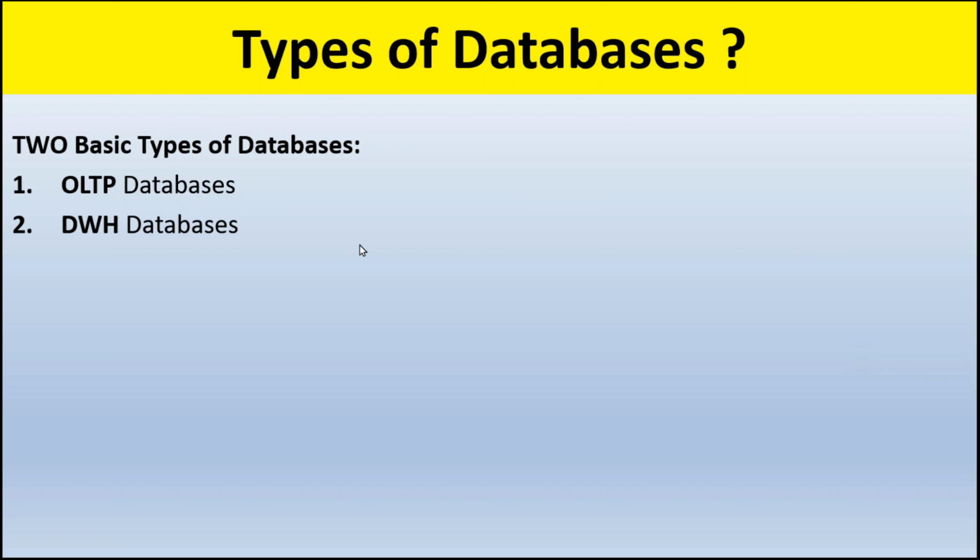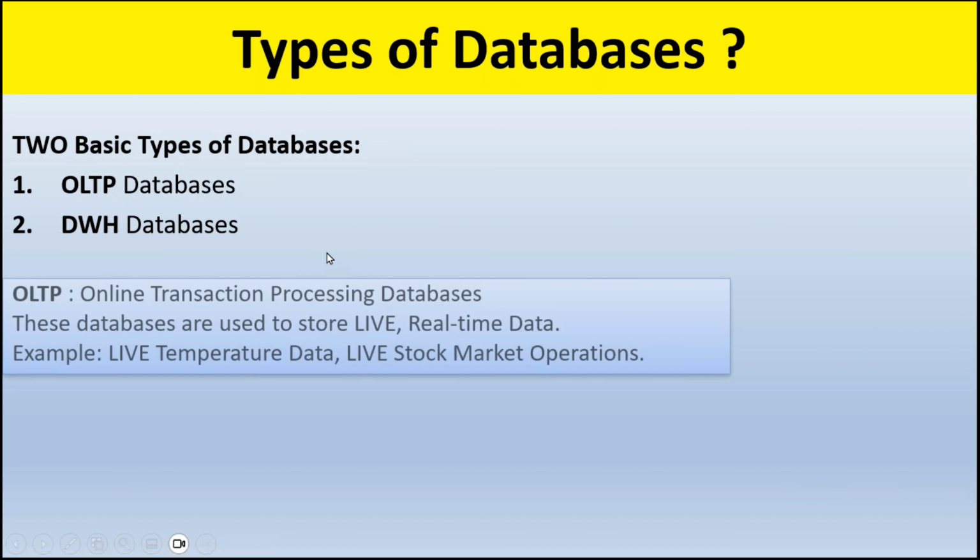I'll continue, friends. There are two types of databases. Number one, OLTP, Online Transaction Processing database. What is this? It stores live, real-time data. The other one is the data warehouse, which stores old data. OLTP means online transaction processing database, to store live real-time data like live temperature, live stock market, anything live.